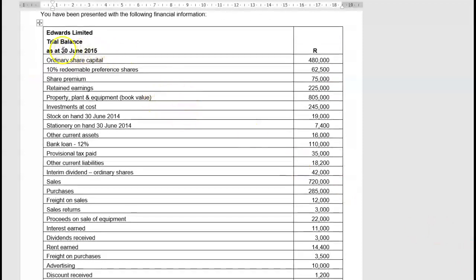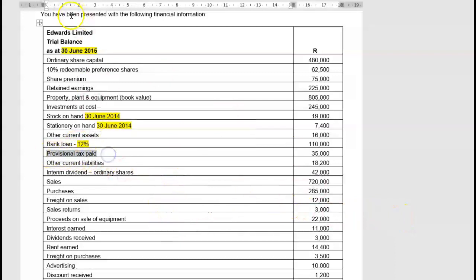They give you the trial balance as at 30 June 2015. They tell you that ordinary share capital was 480,000, 10% redeemable preference shares was 62,500, share premium, retained earnings, property, plant and equipment at book value, investments at cost, stock on hand 30 June 2014. So the trial balance is 2015. Clearly, it is my opening stock. Stationery on hand 30 June 2014. Also opening inventory in stationery. Other current assets, bank loan at 12%.